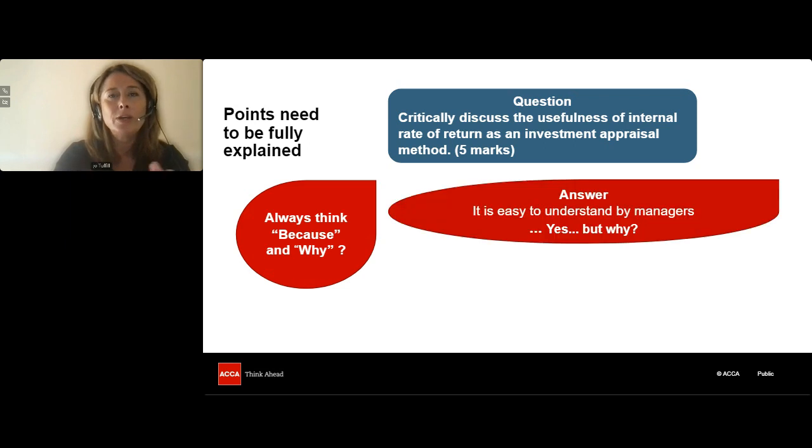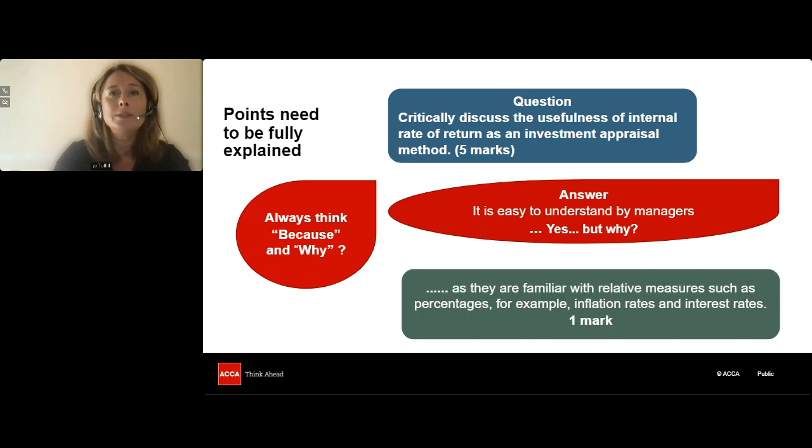So the first answer, which most people will come up with, is "it is easy to understand by managers." That will not get a mark because it's a bullet point. It's correct, but it's a bullet point. You need to make it into a full sentence: it's easy to understand by managers as they are familiar with relative measures such as percentages. That would be enough to get 1 mark, but I've made it clear by, for example, saying inflation rates and interest rates.